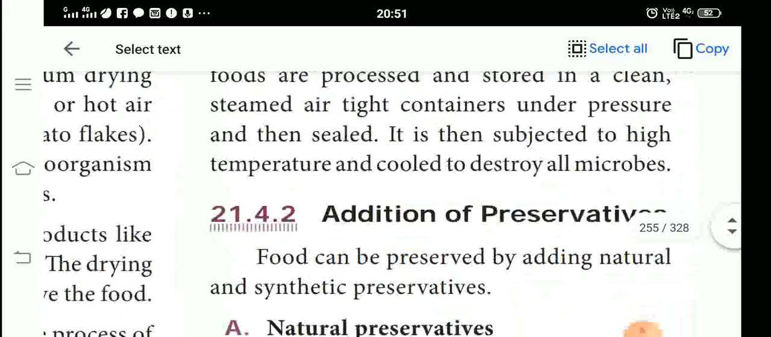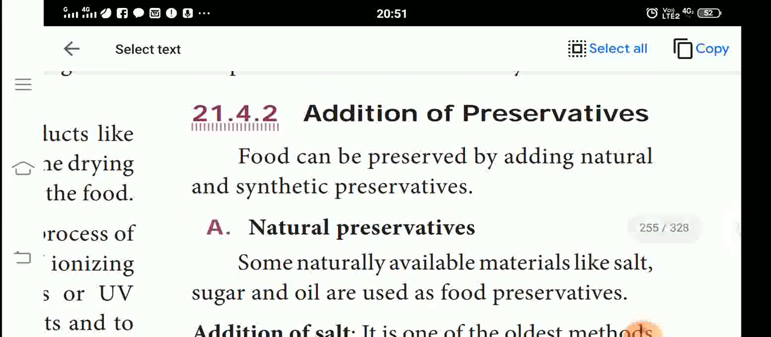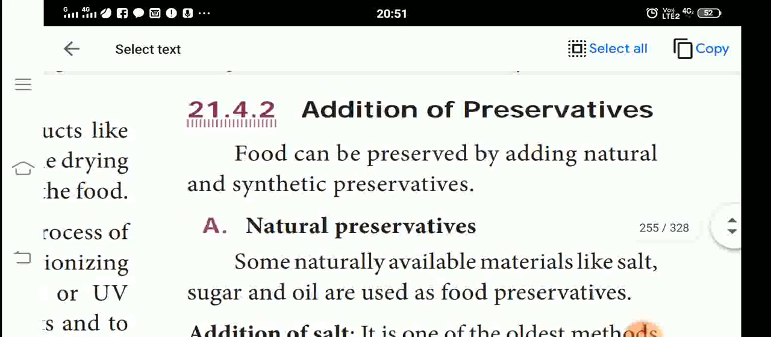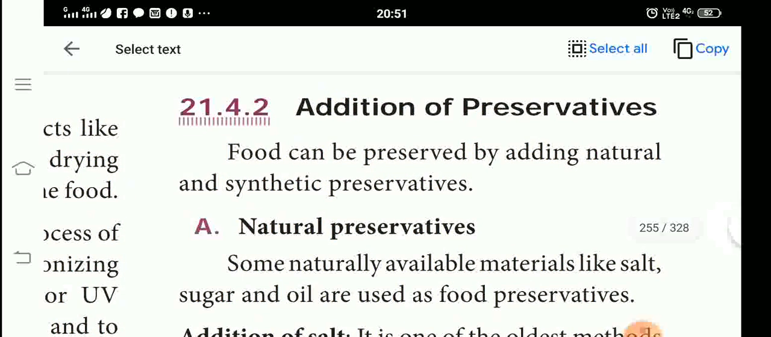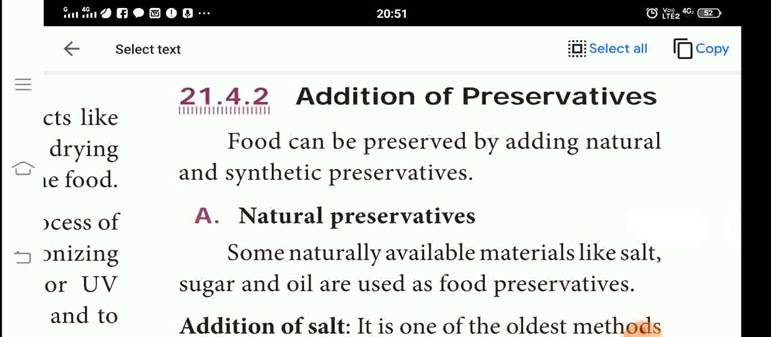Then next one, addition of preservatives. Why are we going to add the preservative? What is the purpose of the preservative? Food can be preserved for long storage and usage. We have to preserve the food. So for preserving the food, they are adding natural and synthetic preservatives for long-term storage and long-term usage.